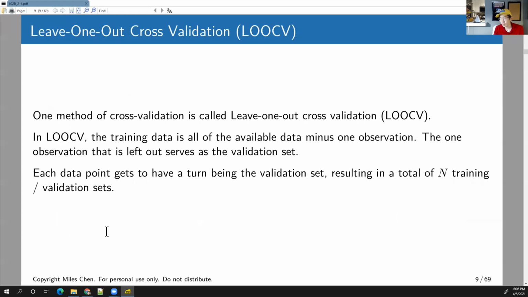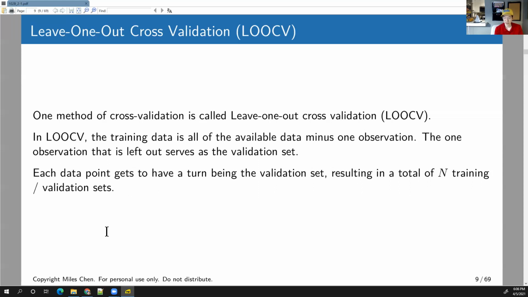So one of the simplest ideas is Leave-One-Out cross-validation. As far as cross-validation goes, one method is called Leave-One-Out, and basically what this does is it takes your observed data and leaves one observation out. It removes one observation. The rest of it serves as your training data, which is all of the data that's available minus one observation. The one that you leave out is going to serve as your validation point later on.